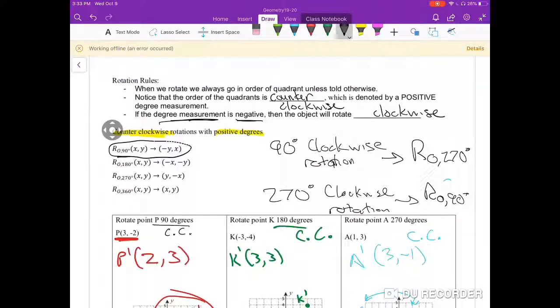But the big thing that you need to take away from this video is please memorize these 4 formulas, right? It doesn't matter if you understand clockwise or counterclockwise. If you don't know the 4 formulas and you don't know that they're counterclockwise rotations and you can't do these points, then it doesn't really matter what direction I tell you to go. So please make sure we have these formulas memorized.